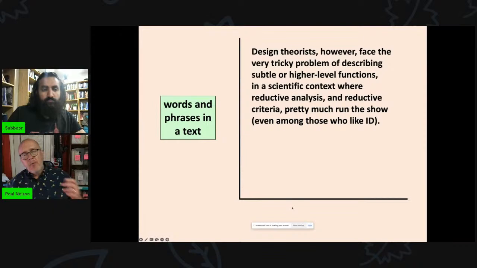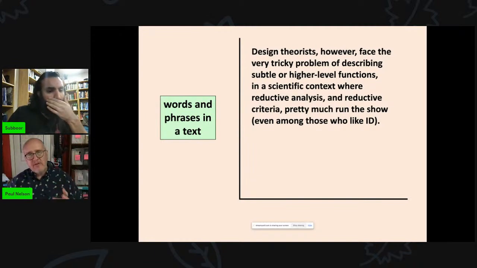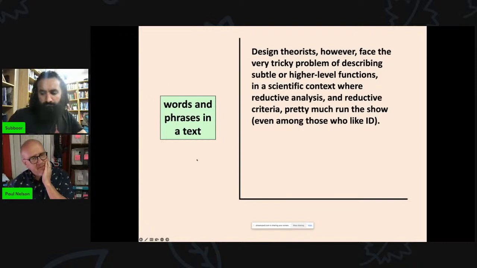Now, I want to use another analogy to, I hope, illuminate why this is problematic. This will be the last kind of mini thought experiment in the talk, and then we'll have some time for discussion with Subor. So think of, on the vertical axis, words and phrases in a text. You can think of these, again, as the parts or modules of your complex system. Suppose your complex system in this case is a novel, like Melville's Moby Dick, right?